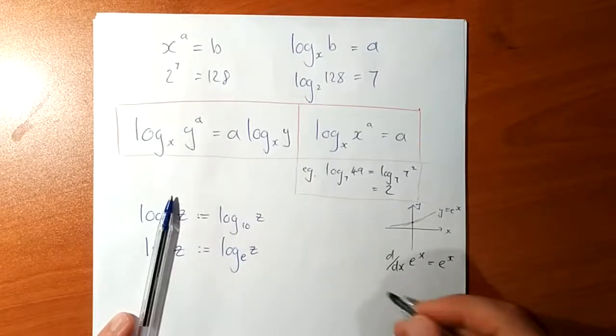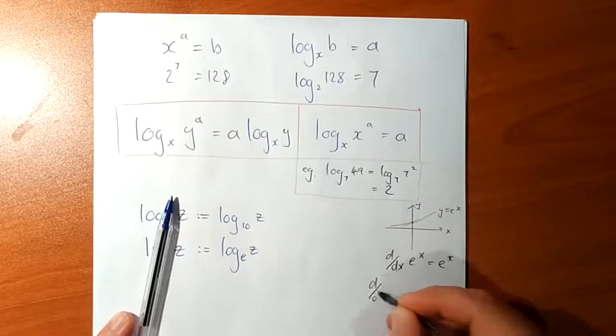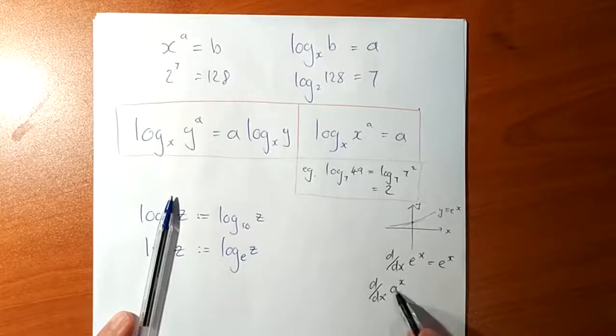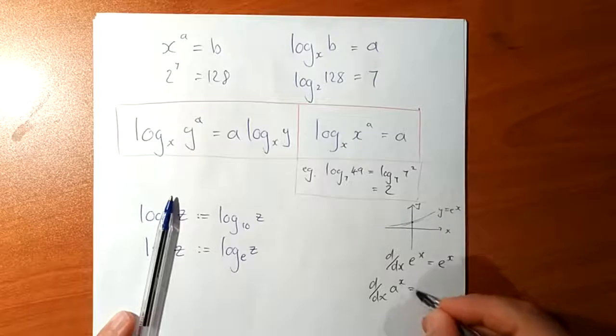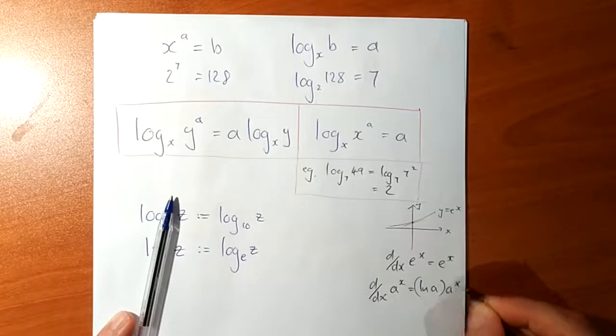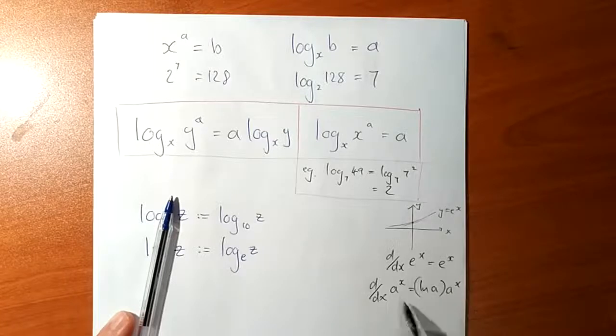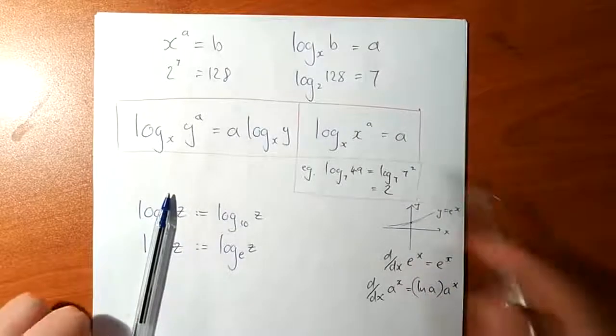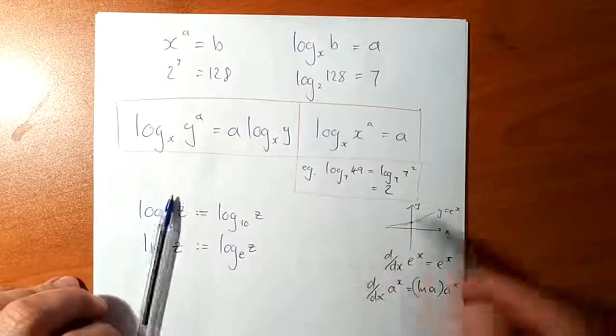If you have something like another exponential function a to the x for some positive value a, then the derivative is ln a times a to the x. That's the general value. But if it's e, then it's e to the x and it's ln e, and ln e is just 1. Okay, but this is just some background about e.